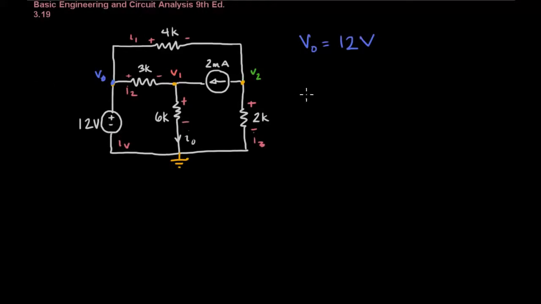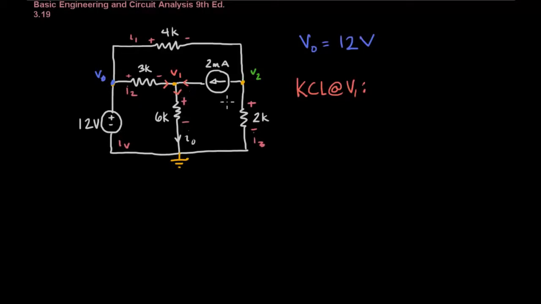V1 is a node where we will have to apply KCL. So I like to write down what I'm doing here, KCL at V1. That way, if there's a mistake in my work, I can go back and make sense of what I've done. And also, when you're just getting started with these, it's helpful maybe to draw little arrows that let you know what's coming in and what's going out of the node.